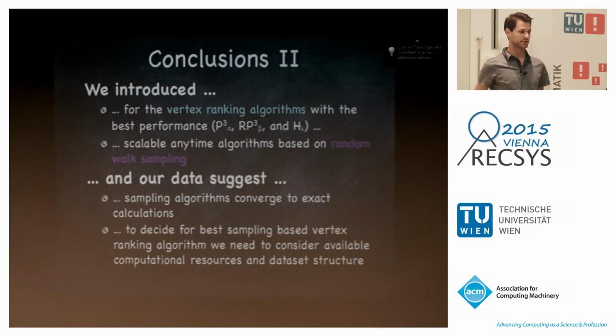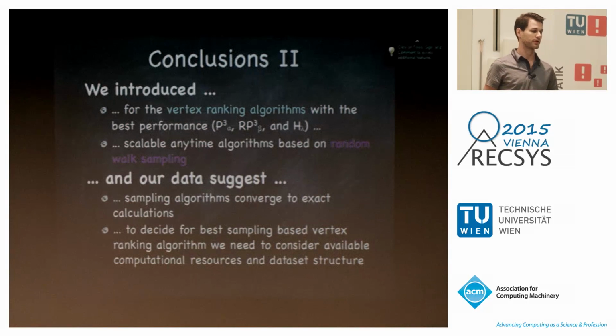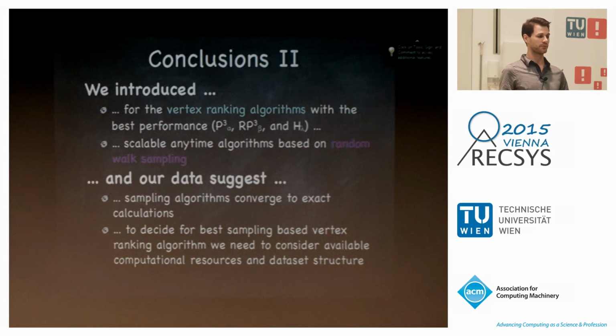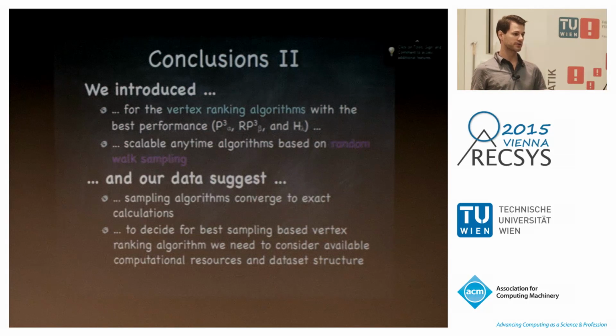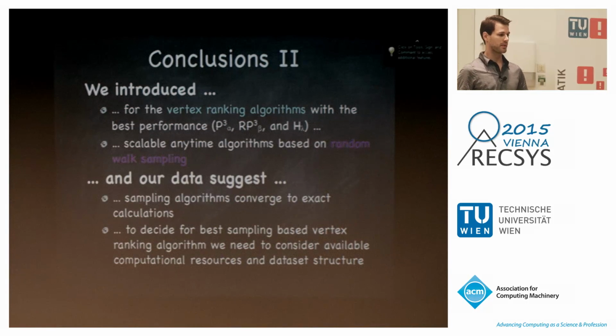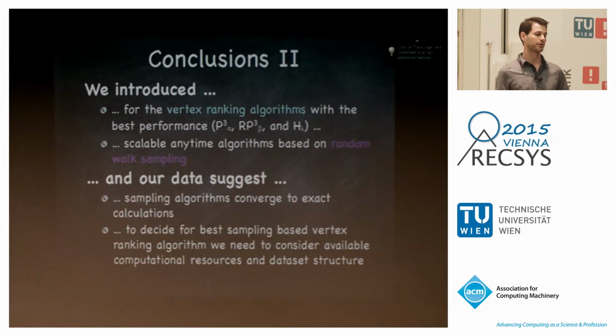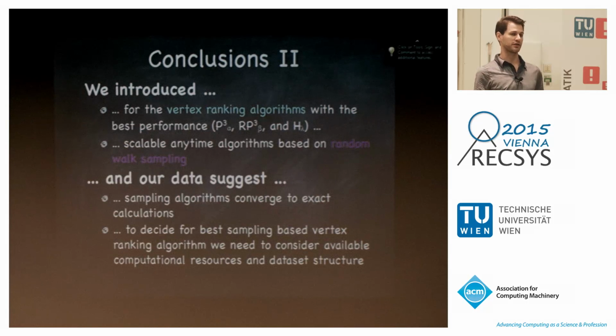Besides that, we introduced random walk sampling procedures for the best performing vertex ranking algorithms, P3 alpha, RP3 beta, and H lambda. And we showed that this random walk sampling approximation converges to the performance of the exact calculations. But to decide which sampling algorithm would be the best in a given environment, we would need to consider on one side the available computational resources, but also the dataset structure probably.